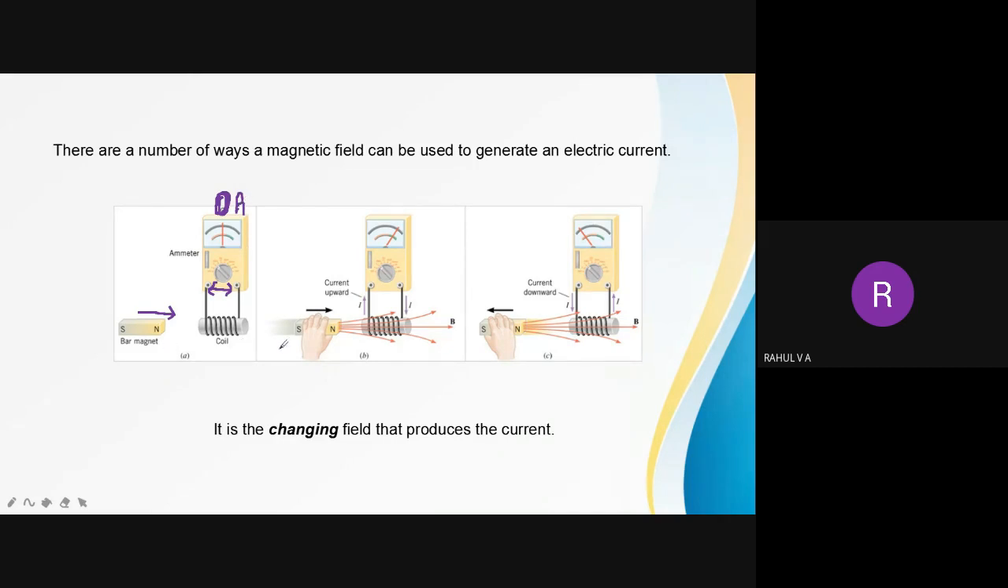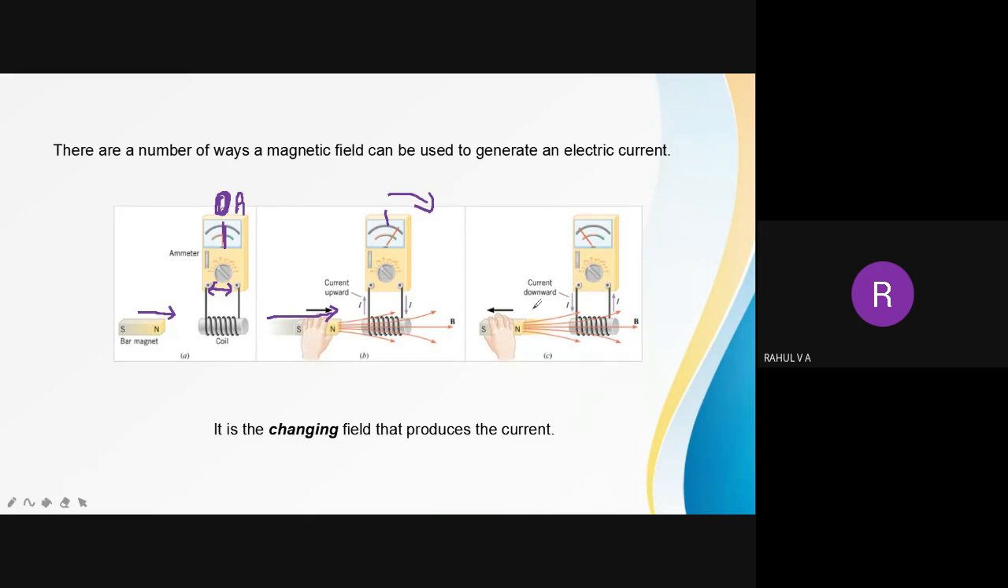Then I move this magnet a little towards the coil. So initially there was no flux linkage. Now there is flux linkage with the coil. So the flux linkage with the coil has changed. Now you can see in that ammeter there is a deflection. Previously it was in this position. Now there is a deflection towards the right side. That means some current is flowing.